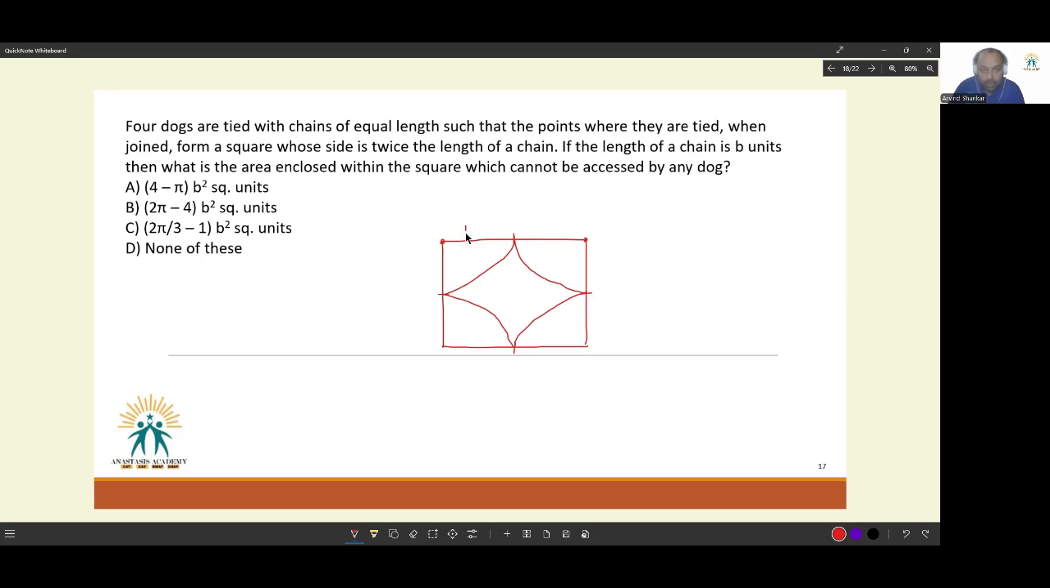So, if the length of the chain of a dog was b, the length of the side of the square is going to be 2b. So the area which cannot be accessed by the dogs, this area in between, is going to be 4b square minus the area of the circles. 4 quarter circles add up to a full circle, minus pi b square. If I take out the b square common, I'll be left with 4 minus pi, which is given to us in option 1. This has to be the answer.